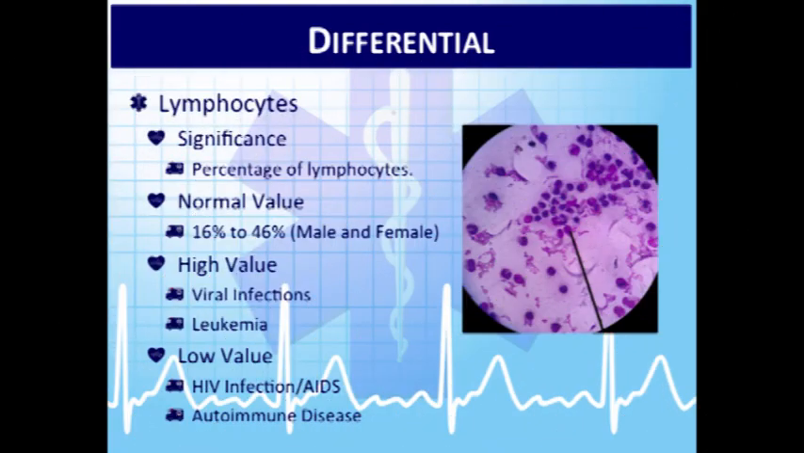Lymphocytes, a little bit more important. This is a percentage of lymph cells in your body. Lymphocytes are particularly important in fighting off viral infections. So if I see somebody has a high lymphocyte count, I am thinking more that this is a viral infection, as opposed to bands, where I would think it's a bacterial infection. Okay? So this is how these things become useful.